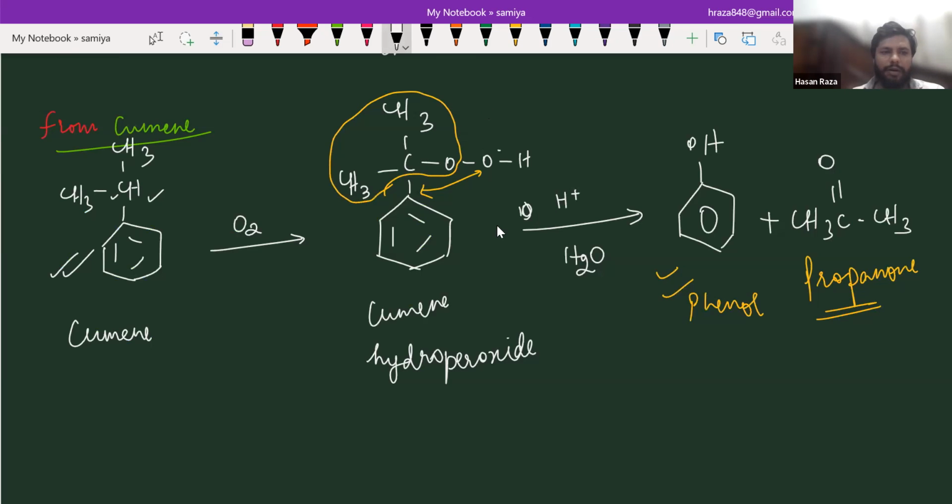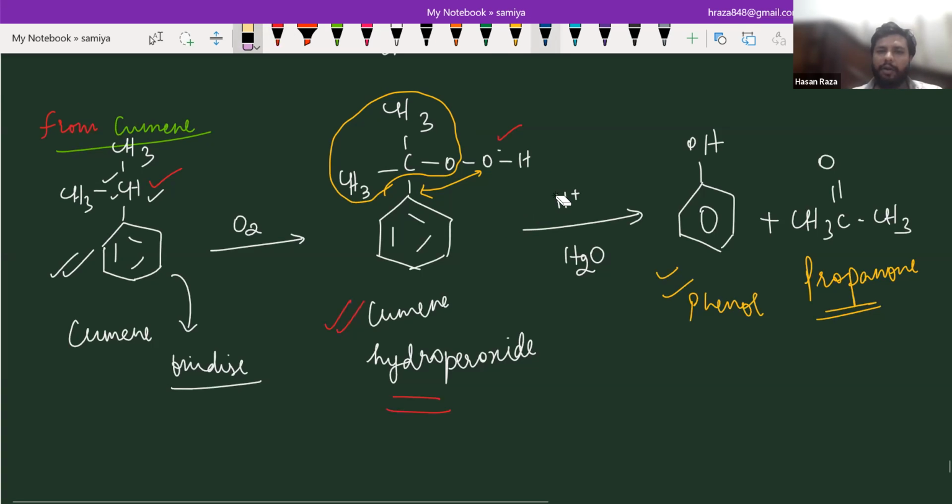So basically, how are we going to prepare phenol from cumene? It's very easy to understand. We just need to oxidize this cumene. O2 will be added in between this carbon and this hydrogen in this way, and this is known as cumene hydroperoxide. After preparing cumene hydroperoxide, we react it with acid, H plus, in the presence of water, then we will get phenol with a ketonic group, that is propanone.